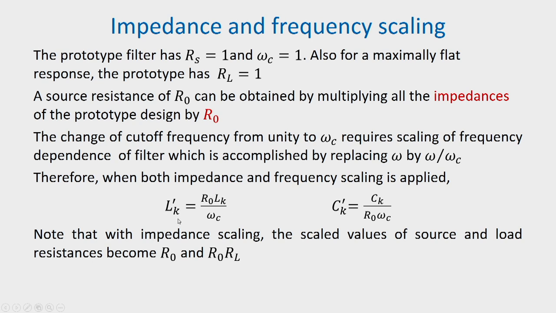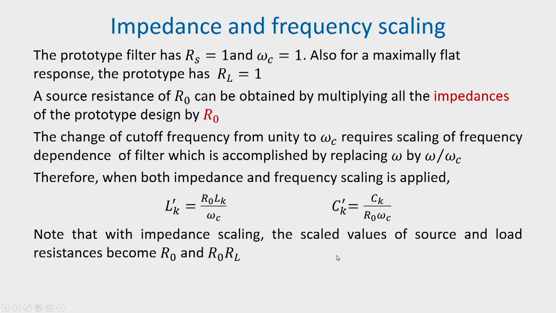So, this is the series element we used, and the scaled value of the capacitance C k becomes C k by R naught omega c. And with the impedance scaling, the scaled values of the source and load resistances now become R naught and R naught R L. So, if in our original prototype we have G n plus 1 as 1, that means R L equal to 1, then the new value will be R naught into 1 equal to R naught.